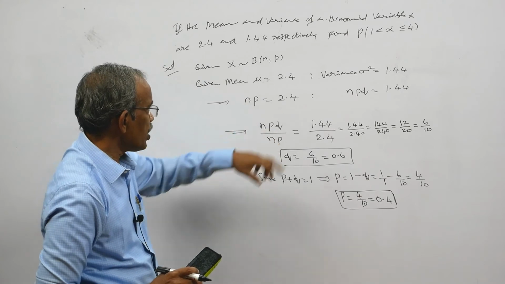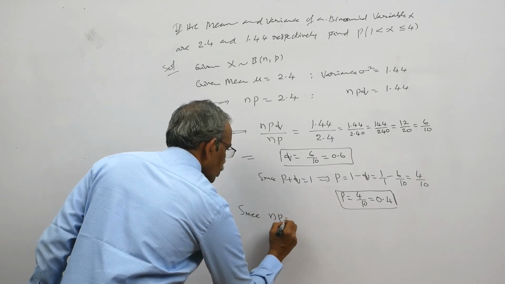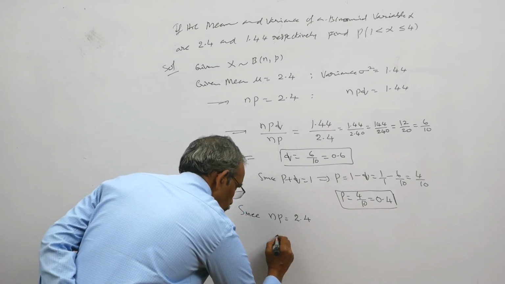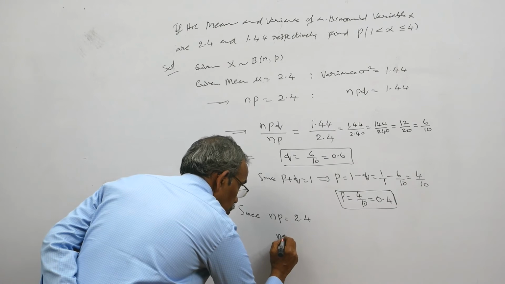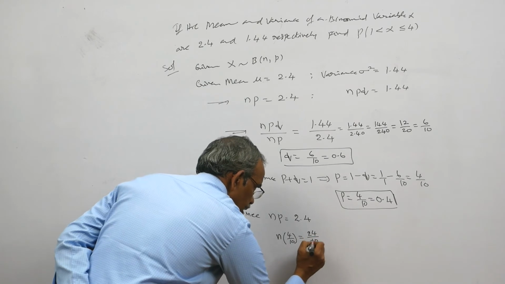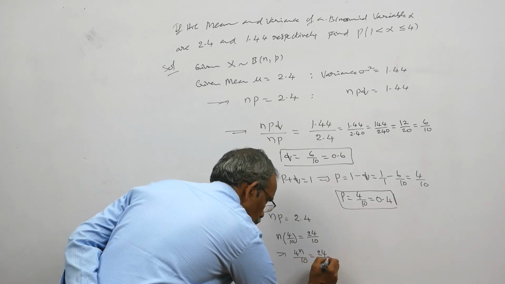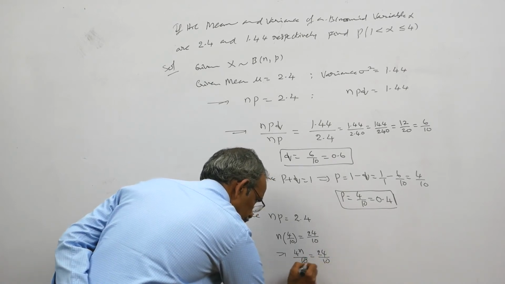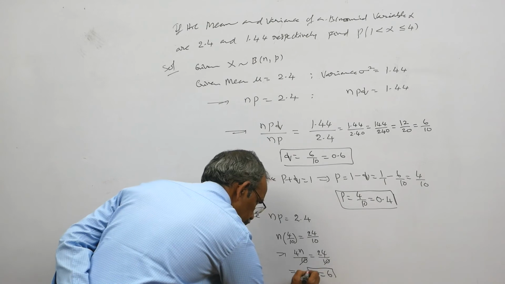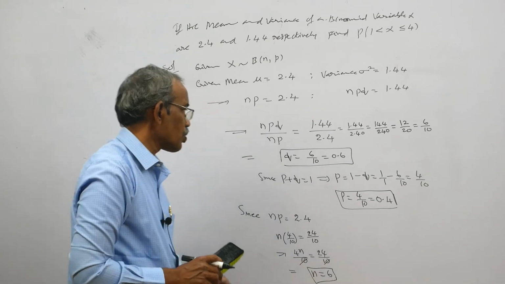Here we have to find the value of n by taking np is equal to 2.4. Since np is equal to 2.4, n into p, p is 4 by 10, is equal to 2.4 means 24 by 10. That implies 4n by 10 is equal to 24 by 10. Denominator 10 cancels. 4n is equal to 24. Therefore n is equal to 6. Number of trials n is equal to 6.